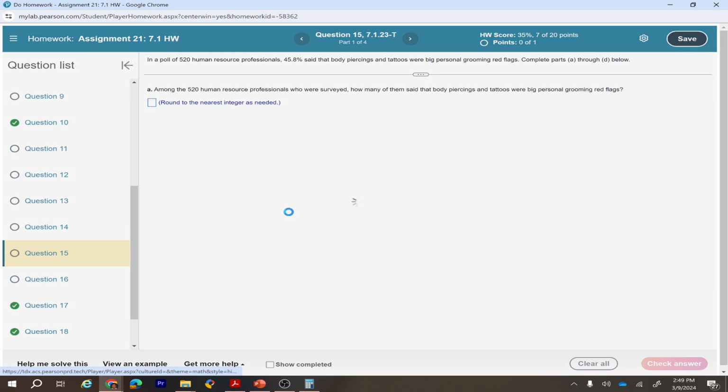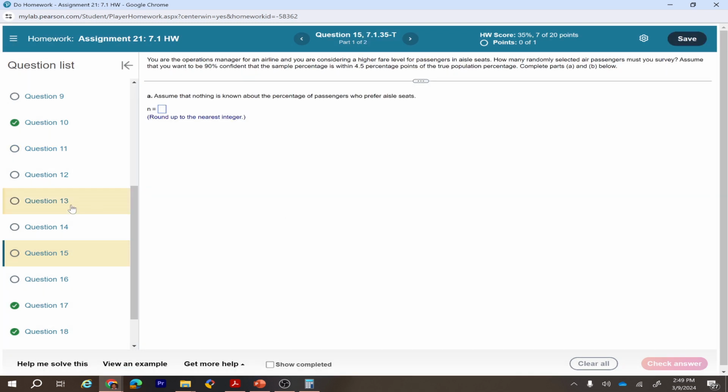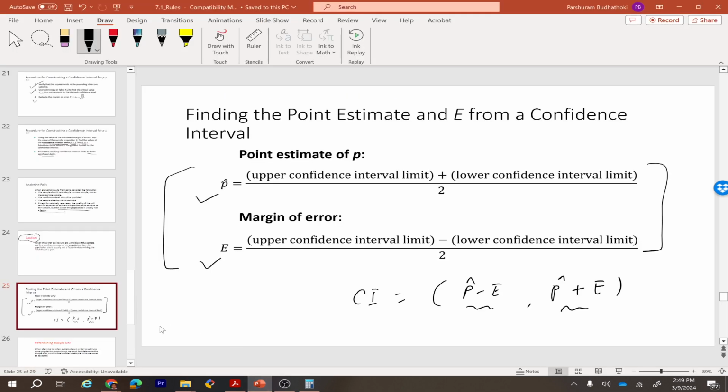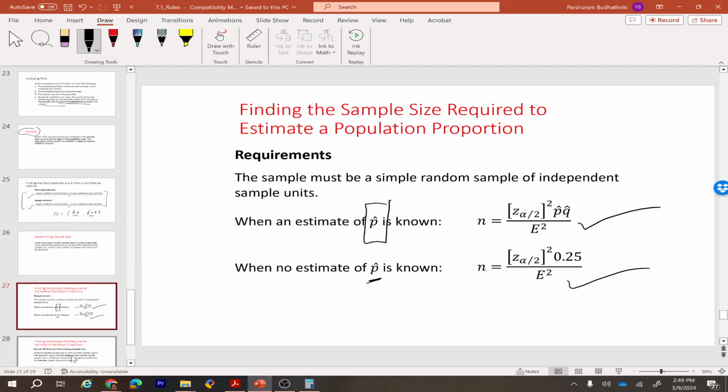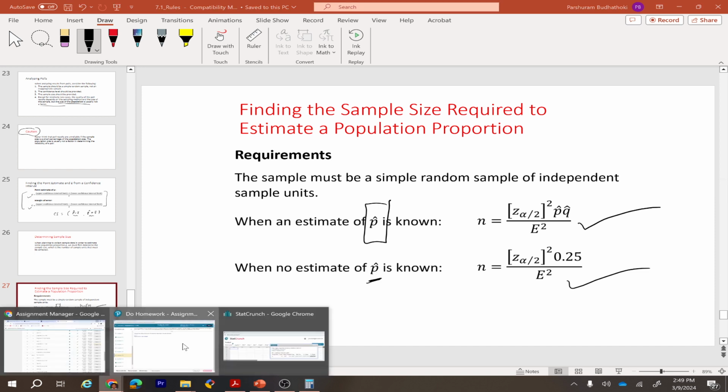Okay, one more question for finding the sample size. And keep in mind, for finding the sample size, there is a formula. Either you have to use the first one or second one based on whether you know the sample proportion or if you don't know the sample proportion. So let's look at this example.